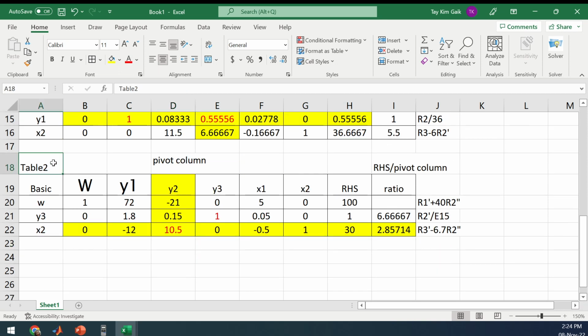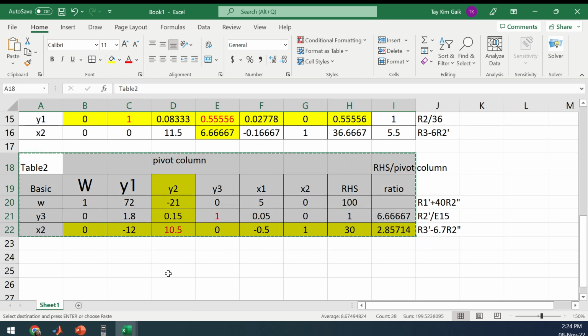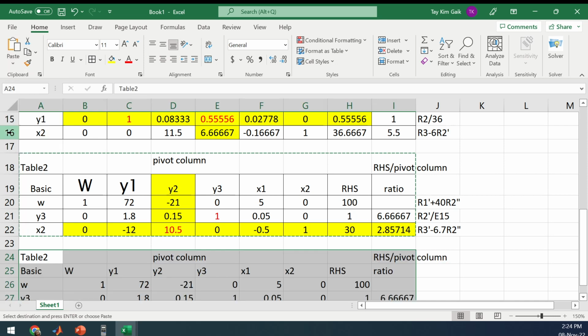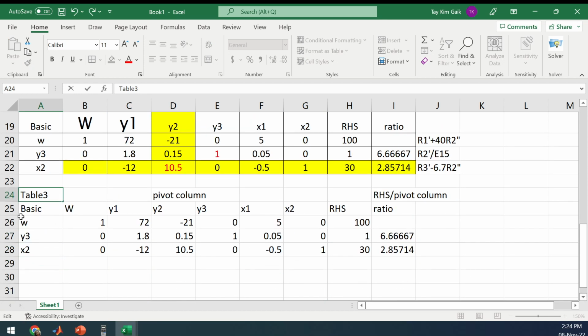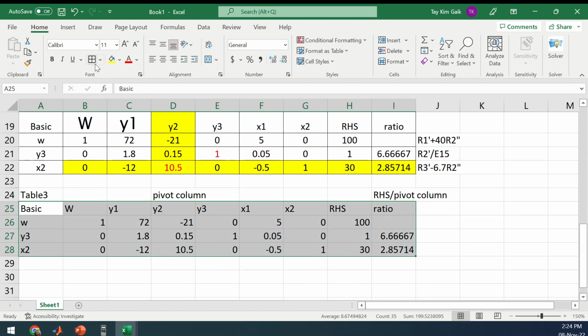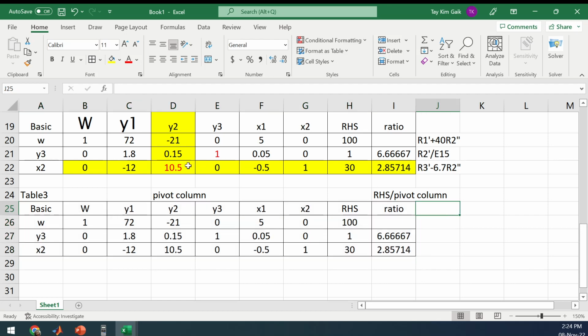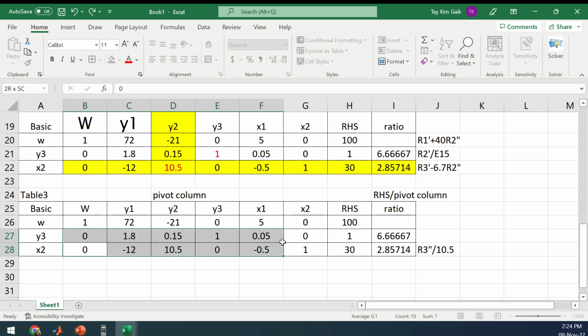So after obtaining the pivot cell, copy and then paste value. So this is table 3. Then you can add a frame, center it. So 10.5, we want to make it become 1 unit. The pivot cell has to become 1 unit. So it's R3 from the second table divided by 10.5. So select the new third row equal to the previous third row divided by 10.5. Control Shift Enter.